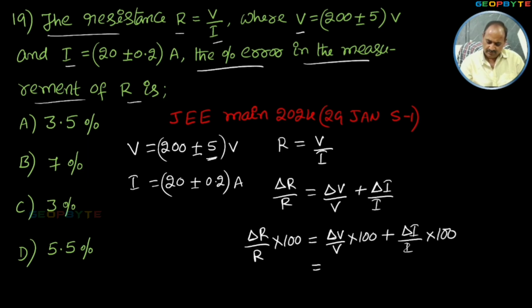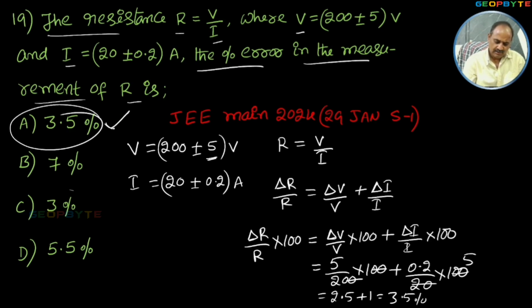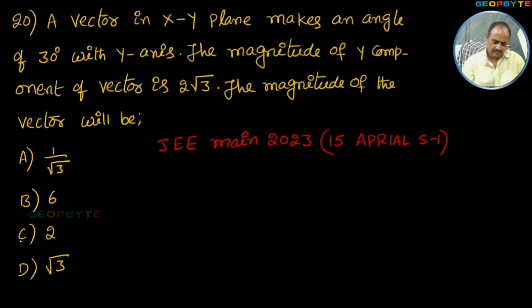ΔV is 5 by 200, so 5/200 × 100 plus 0.2/20 × 100. Simplify it. It is 5 by 2, that is 2.5, plus 1. It is 3.5 percent. That is the answer, 3.5%. Look at option A. Option A is absolutely correct. Understood clearly? Yes. Similarly, look at another question.